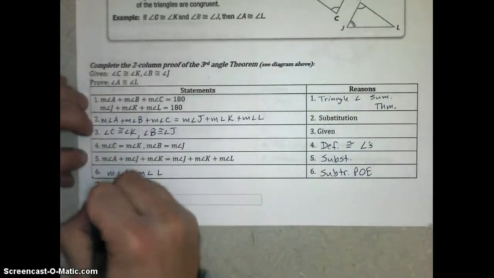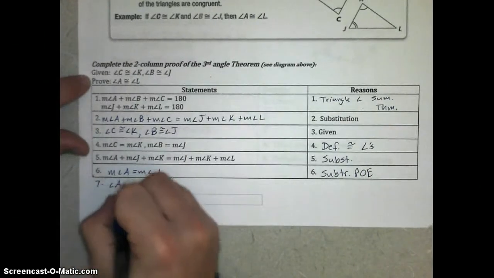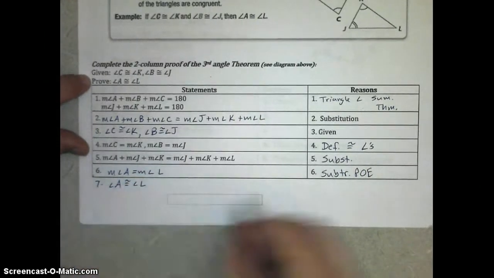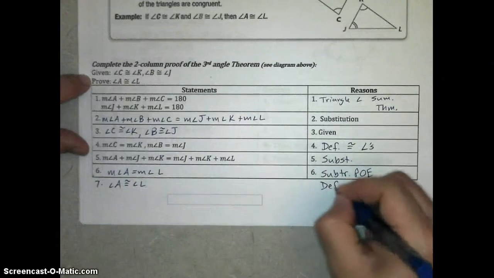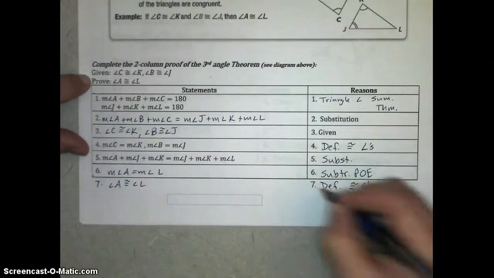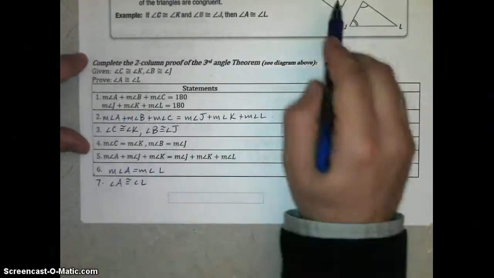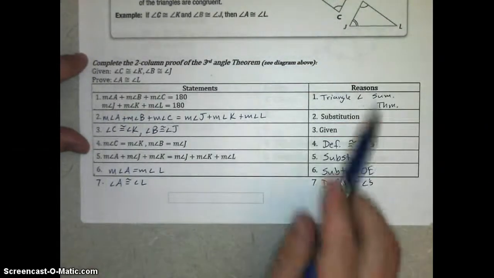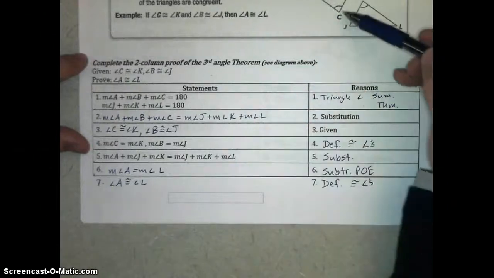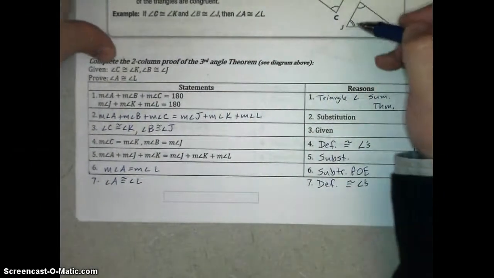And then there's a missing step here, so add in step 7. Because their measures are equal, I can say angle A is congruent to angle L by definition of congruent angles. All right, so that's just a quick way of showing you that the third pair of angles in any two triangles are congruent if we know that two angles of one are congruent to two angles of the other.